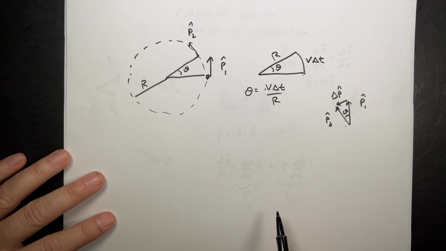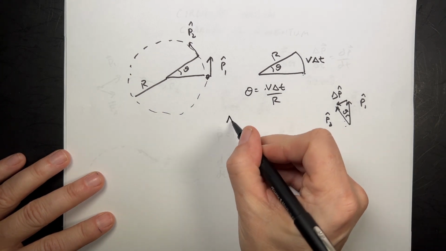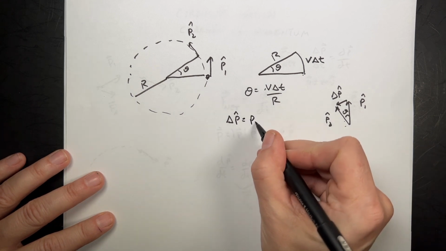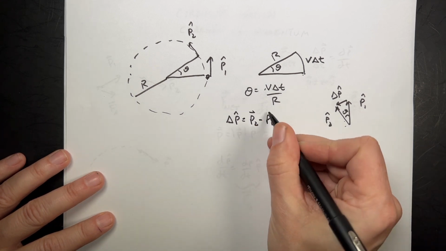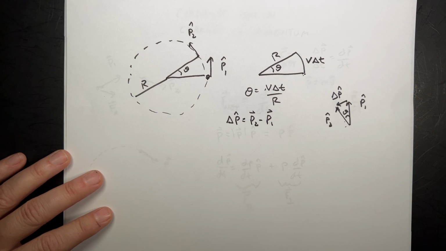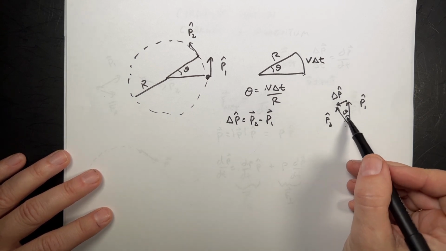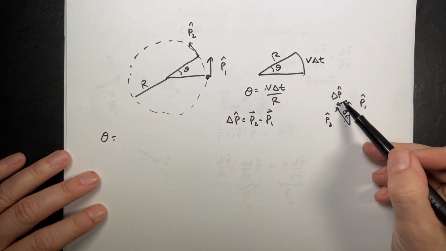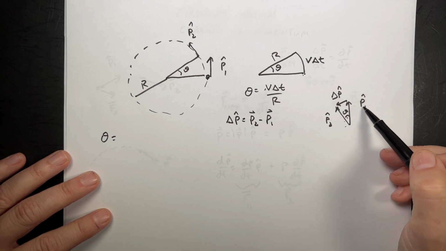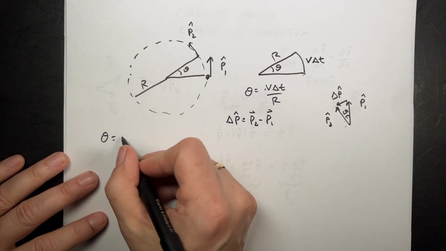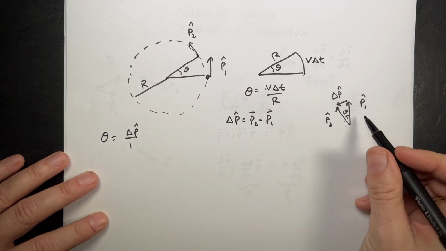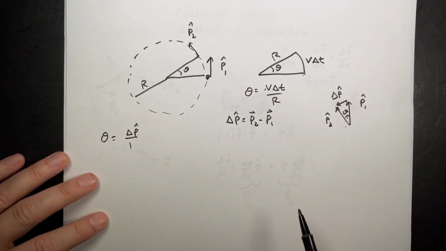as that angle. So now I can write delta P hat is going to be equal to P2 minus P1, which I don't really care about that. What I care about is this angle theta. If I do the same trick, I can say this is kind of like, if theta is small, this delta P is like an arc length. And this has a magnitude 1, so theta is going to be delta P hat divided by 1, because the magnitude of this is 1. And we're dealing with magnitudes here.